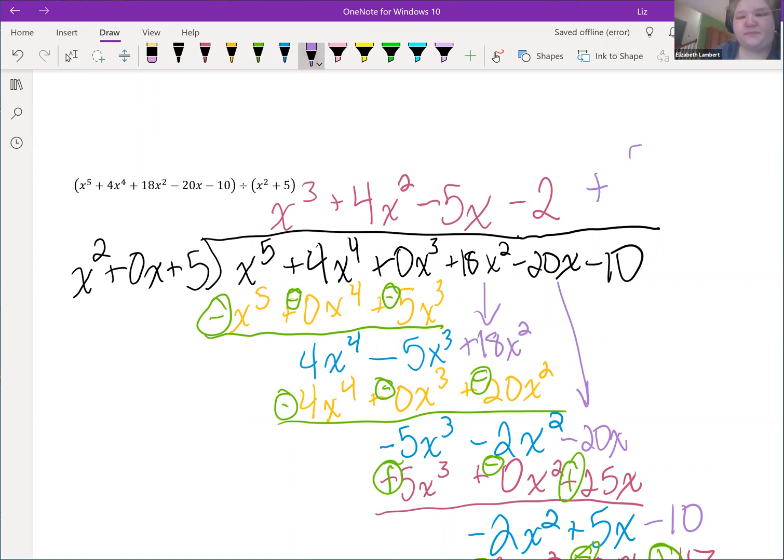plus 5x over the original divisor, x squared plus 5. Now, just because you see two 5s does not mean they cancel. That is all we can do with that. Remainders, unless you noticed a common number between the top and the bottom that you can divide everything by, are not going to reduce.